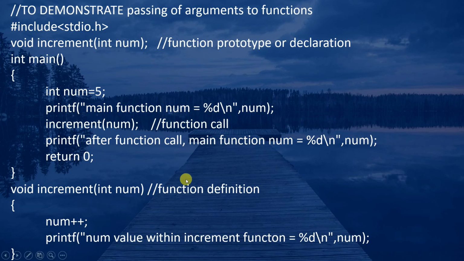It will not be 6, because the num variable here, this belongs to the increment function. This is a different variable. This is a different memory location, and this num variable is different. This num variable belongs to the main function, and this num variable belongs to the increment function. Both are different. If you modify this num variable, this num variable will not be affected.